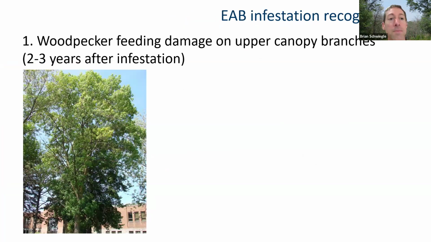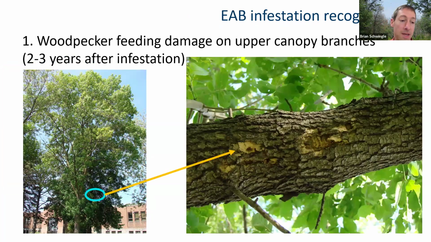All right, so recognition. How do you recognize emerald ash borer? Well, you look for woodpecker feeding. At first, that woodpecker feeding is going to be in the upper canopy branches, because emerald ash borer, they're attracted to light. They tend to attack trees in the upper canopy. So this tree, actually, this was in front of my old office on Warner Road in St. Paul. That tree is infested with emerald ash borer, and it's probably been infested for 2 to 3 years.